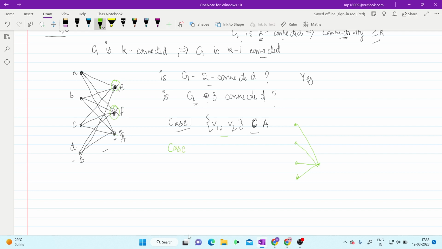Now case 2 is if V1 and V2 are contained in B. Suppose we are removing two vertices from B. Now if we remove two vertices from B, we'll have two vertices here and three vertices here, and this graph will also remain connected, because then we are left with a graph of this type.